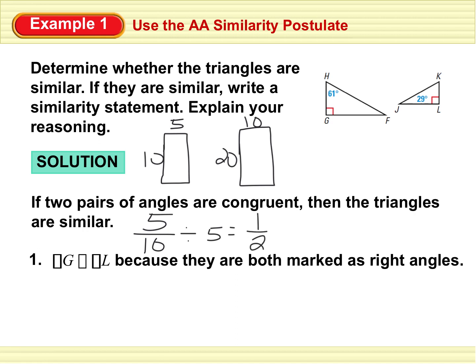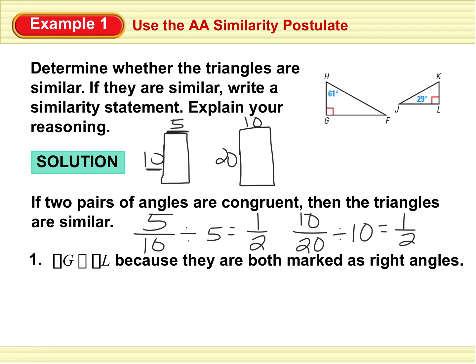Now we've got to check the other one. Since I started with 5 up here, I have to start with 10. What side length on the other one goes with 10? 10 over 20. Then you divide 20 by 10. Yep, divide by 10. We get 1 over 2.